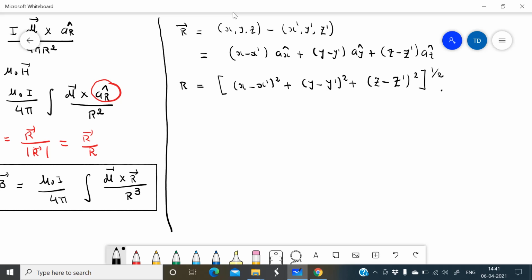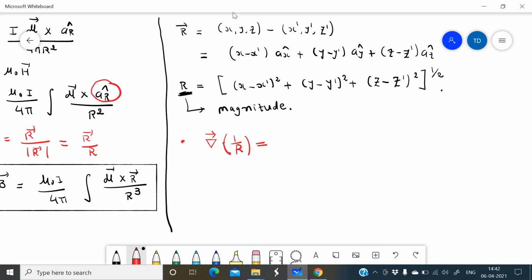Now let us do one operation. Here, if you can see, this r is a scalar, that means it's a magnitude, and a magnitude is always a scalar. So now I want to do one operation, which is to multiply this scalar with the del operator.